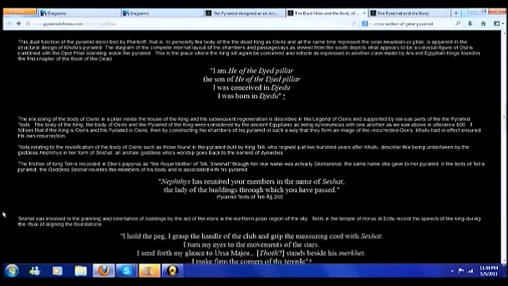The enclosing of the body of Osiris in a pillar inside the house of the king and his subsequent regeneration is described in the legend of Osiris and supported by various parts of the pyramid text. The body of the king, the body of Osiris, and the pyramid of the king were considered by the ancient Egyptians as being synonymous with one another, as we saw in the above utterance from the Book of the Dead.